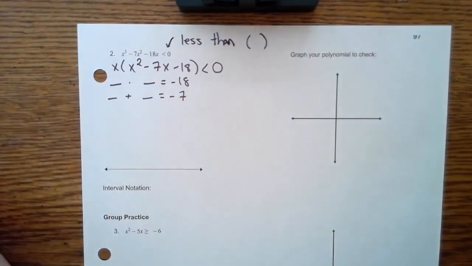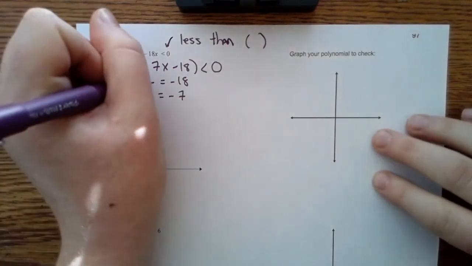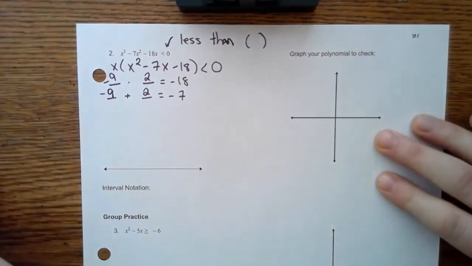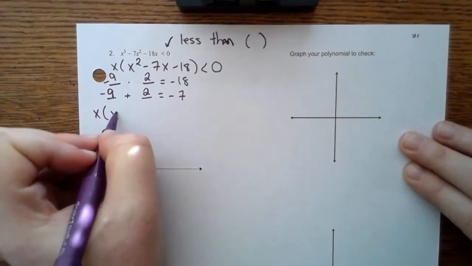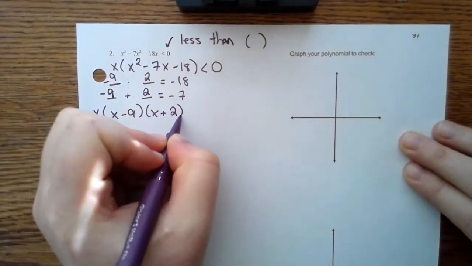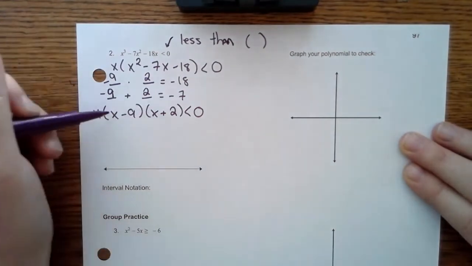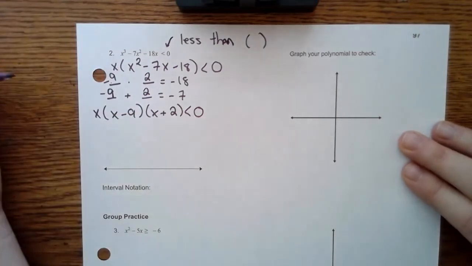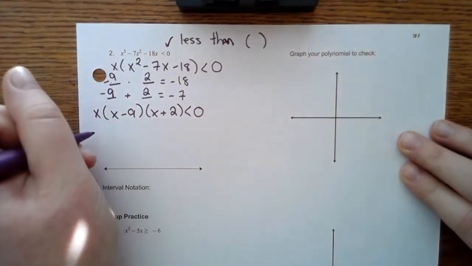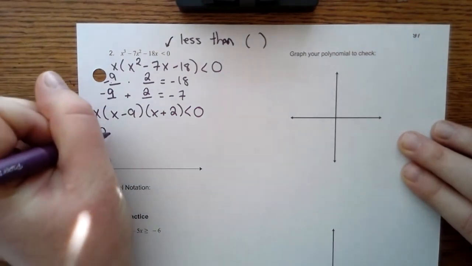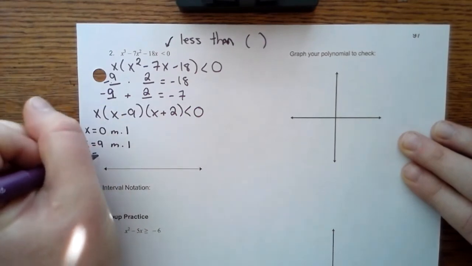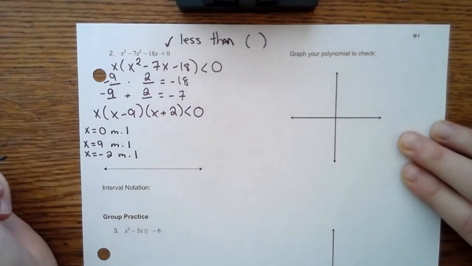Please work so we don't have the rational root theorem. 9 and 2, nice. -9. So because my a value is 1, I can rewrite this like this. If you guys are like, how does she just keep doing that? When your a value is 1, whatever goes on these lines goes in your parentheses. That's the trick. So I know that my intercepts are x equals 0, multiplicity 1, x equals 9, multiplicity 1, x equals -2, multiplicity 1.